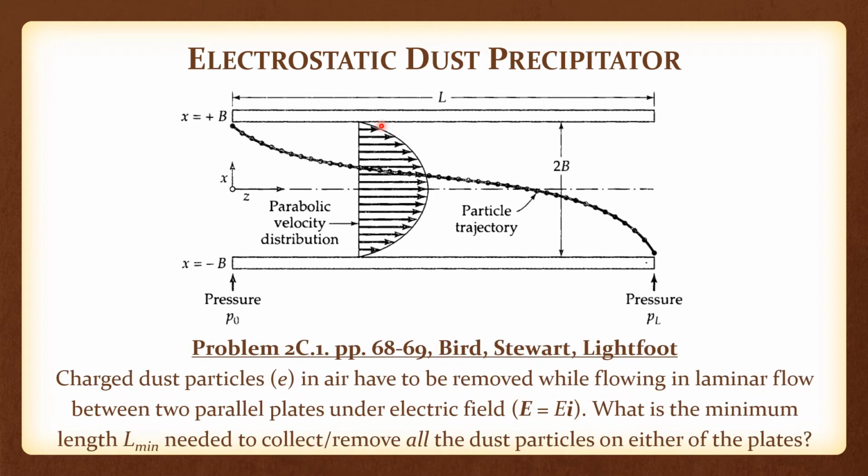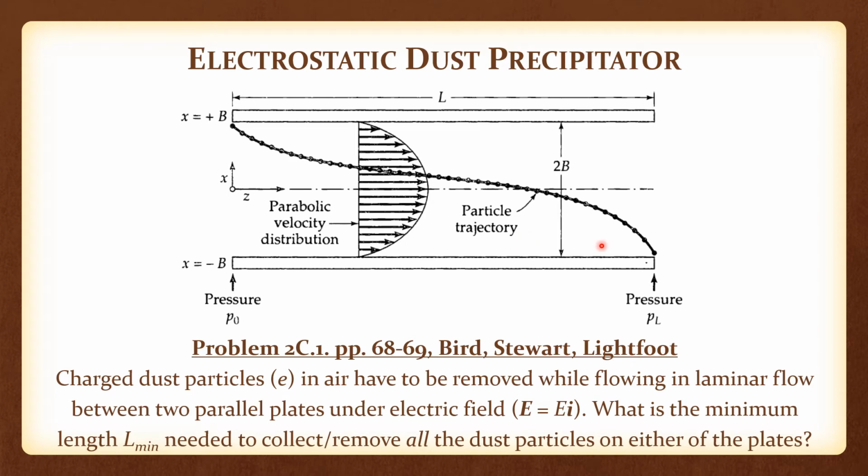Now here is the question. Charged dust particles are also flowing along with whatever fluid is flowing. Here it is said to be air. And the flow is laminar, clearly that's why you have a parabolic velocity profile. Now these charged dust particles in air have to be removed while flowing in laminar flow between two parallel plates.